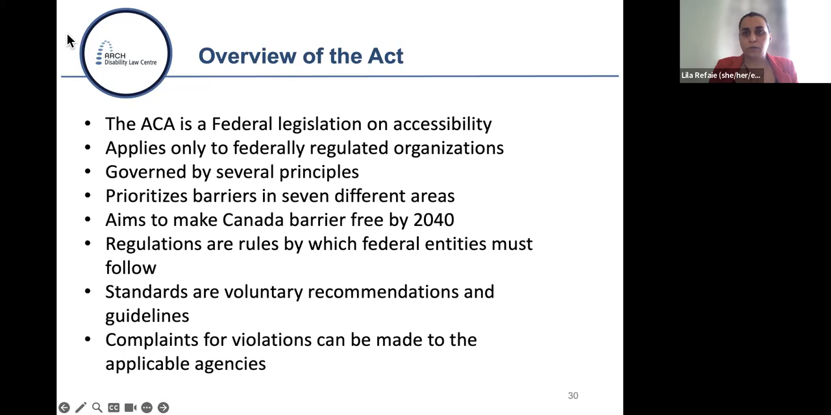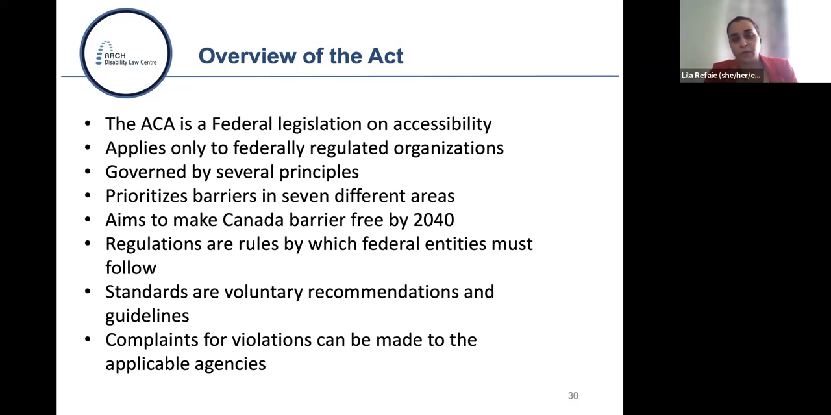So, yes. Just to sum up a little bit what we were talking about today about the Accessible Canada Act. I know there was a lot of information that was provided to you all, and it's a lot to really keep in mind. But what it comes down to for you to all remember is that the Accessible Canada Act is federal legislation, and it's specifically related to accessibility. And because it's federal legislation, it has very limited application. It applies only to federally regulated organizations, whether that's public organizations or private organizations, as Khalil had mentioned earlier on in the presentation.